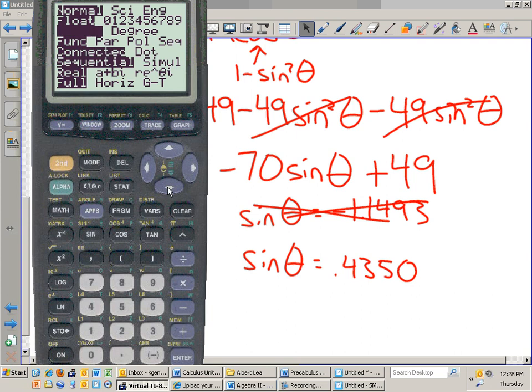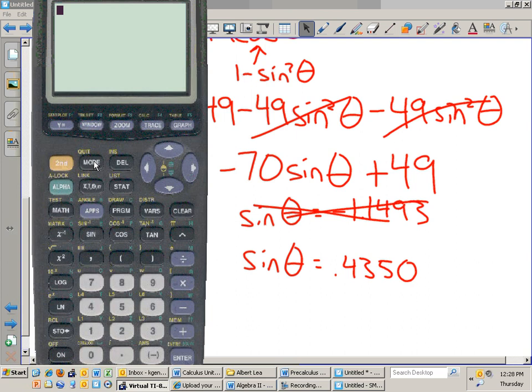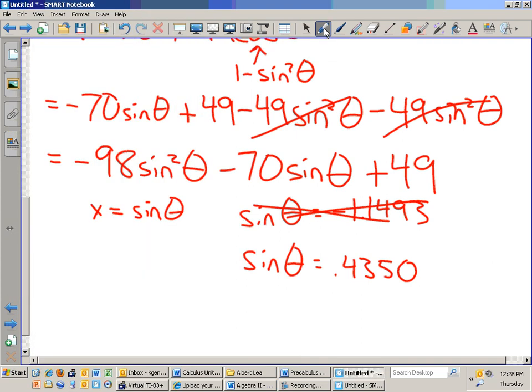So if I go to my degrees, I want to solve for that angle. How do I do it? What do you do? Sine inverse. Sine inverse of 0.4350, and you get 25.78, 25.79.